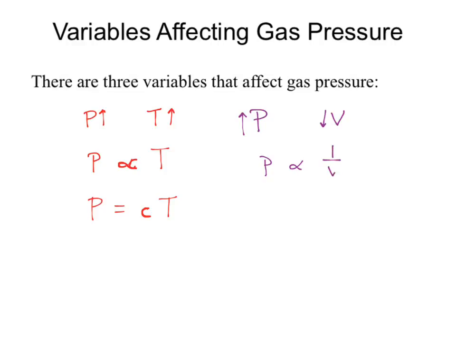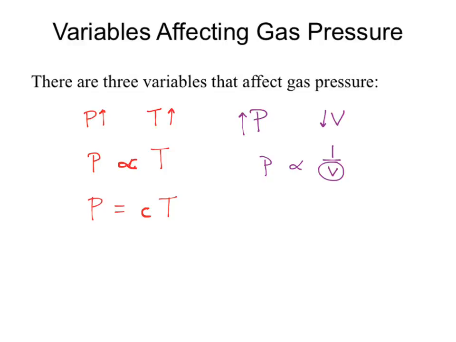1 over V. So what happens as volume, that value gets bigger? 1 over 1 versus 1 over 100. What happened to our resulting pressure? It gets smaller. So that correctly explains our relationship.